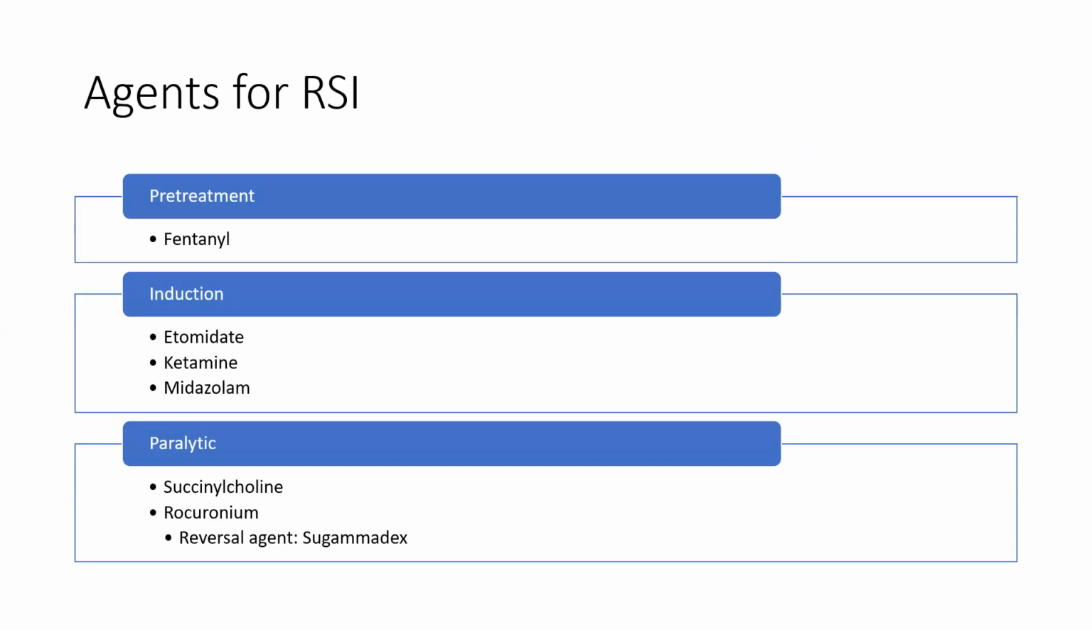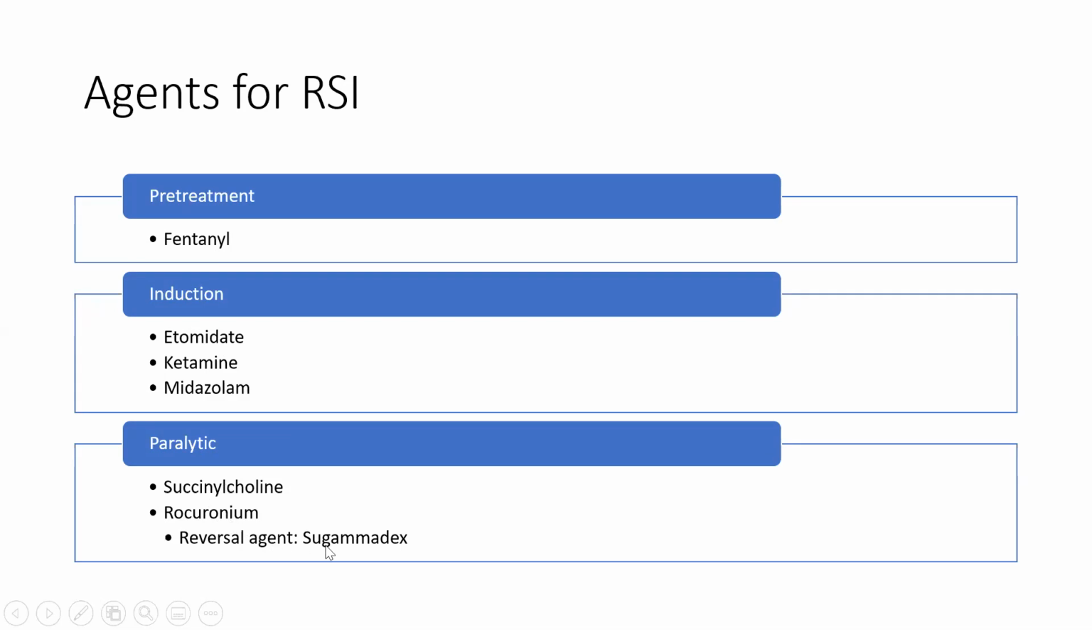There are some agents for rapid sequence induction, and many of these will be agents that you're familiar with, and then some less so. Pre-treatment, you can continue to use fentanyl for rapid sequence intubation or rapid sequence induction, and then you're also going to choose similar sedatives. So we'll likely continue to use etomidate or Versed. Most often etomidate is going to be the medication that you're choosing. There might be an occasional patient where you choose an alternative like ketamine or Versed, and then you'll have a choice of one of two paralytics, succinylcholine or rocuronium.